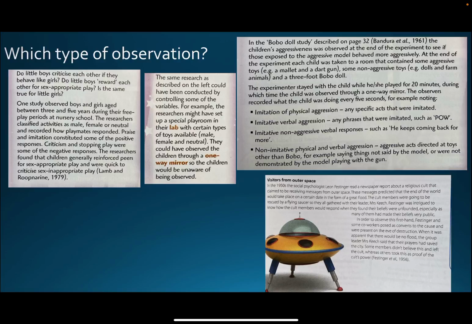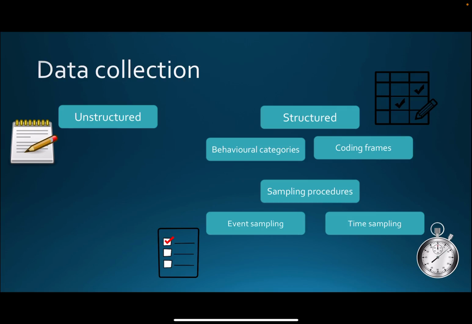Okay, next up then, let's have a little look at sampling procedures. So when you're doing your observation and you've come up with your behaviour categories and you've got your coding frame all ready to go, when you do your observation, you can decide how you tick off the behaviours you see. You can do this in two ways. You can do event sampling or time sampling.